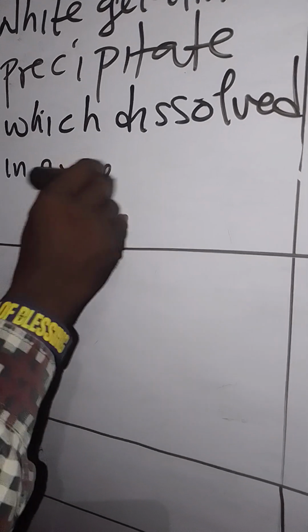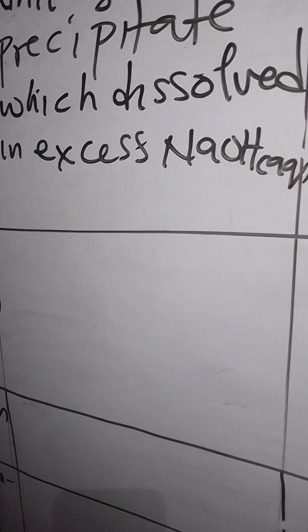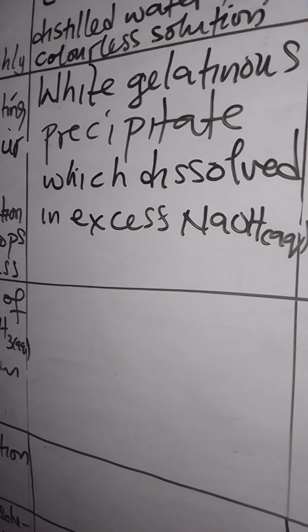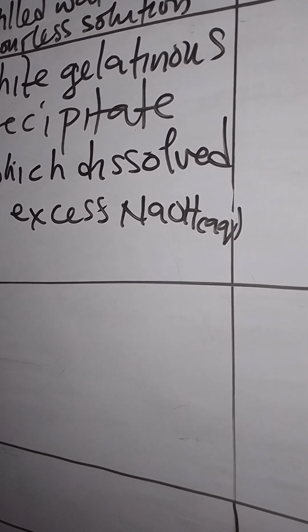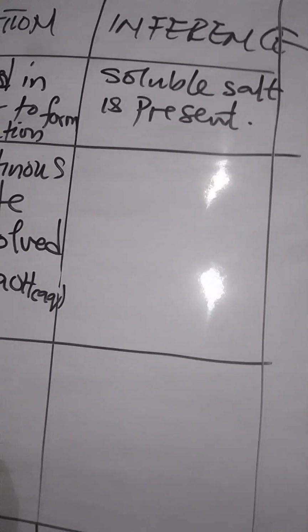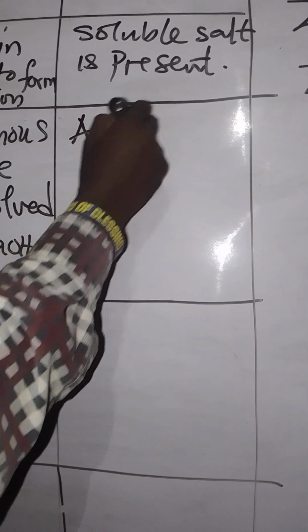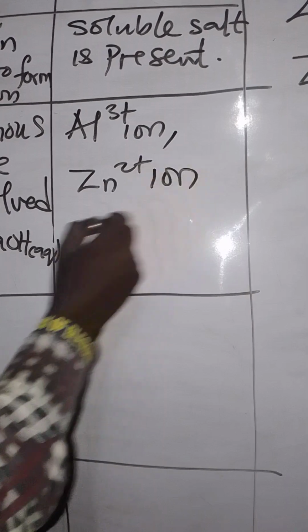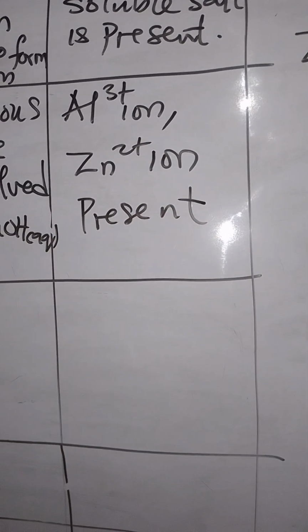in excess NaOH. Please put this aq. If you don't put it, your mark will be deducted. Be very careful. So the ions that can give you this kind of observation are aluminium Al3+ ion, comma, Zn2+ ion present. So that is that.